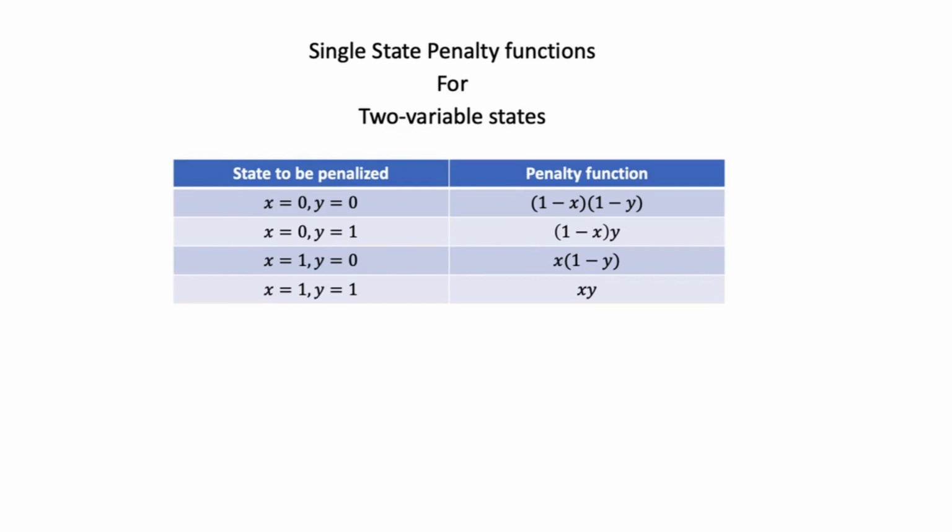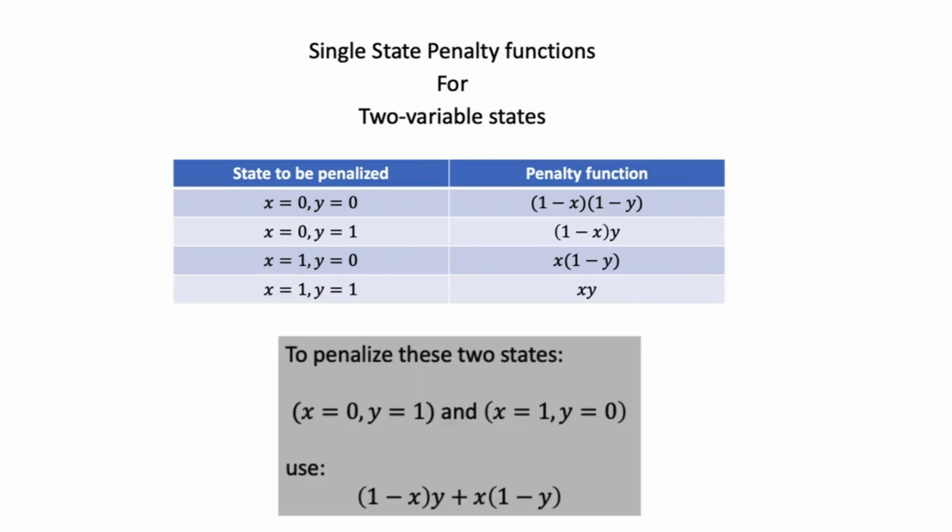And, as a further note, suppose that you really need to penalize more than one state. In that case, you can simply add together the single-state penalty functions which penalize the needed states. Here's an example where we penalize the two states in which the variables are not equal to each other.